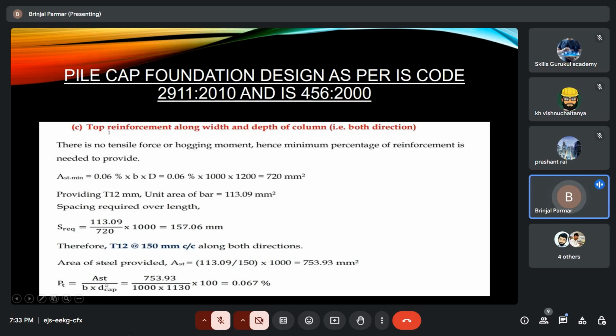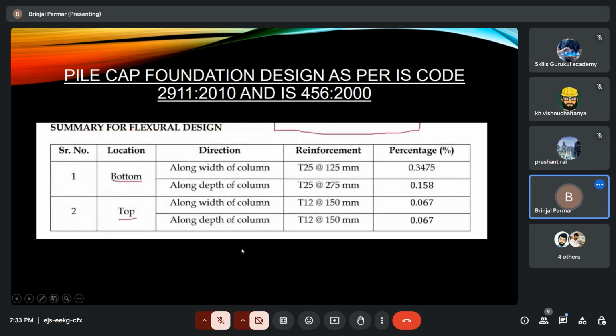We have to find pt. There are formulas, so we get 0.067%. Summary for flexural design. Location is bottom and top. Bottom direction along the width of column T25 at 125 mm, we got 0.3475. Along depth of column T25 at 275 mm, 0.158. Top along width of column and along depth of column, same we are considering, and the percentage 0.067.